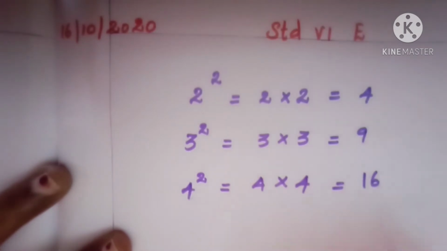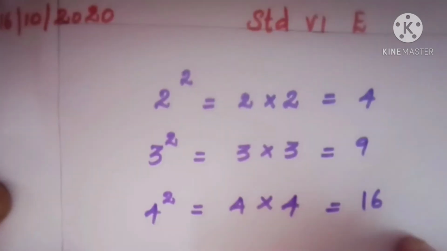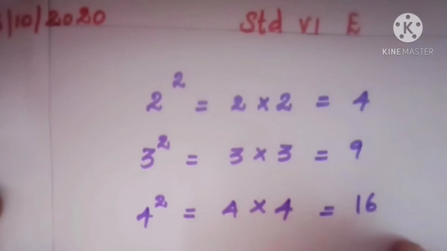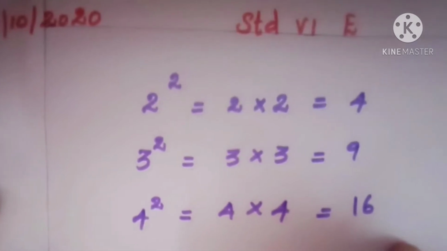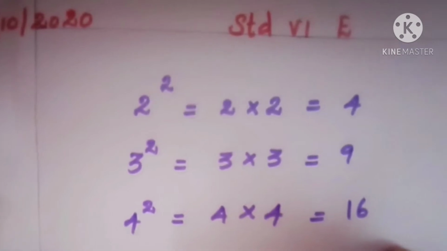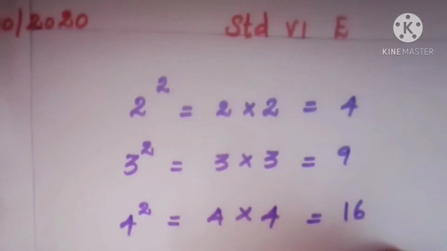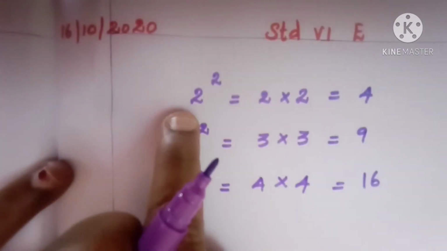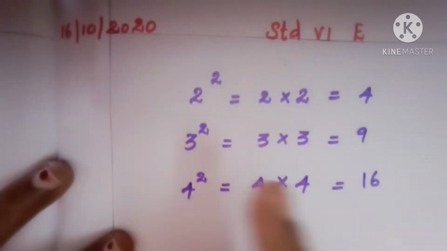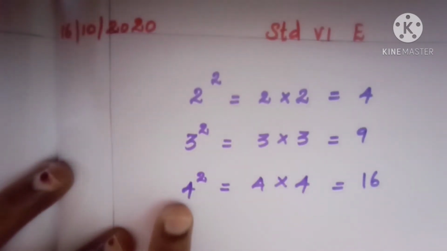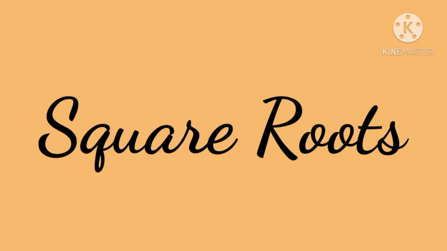Do you know what we call these numbers? They are called square numbers because the square of a number is the number obtained by multiplying the number by itself. Here 4 is the square of 2, 9 is the square of 3 and 16 is the square of 4.